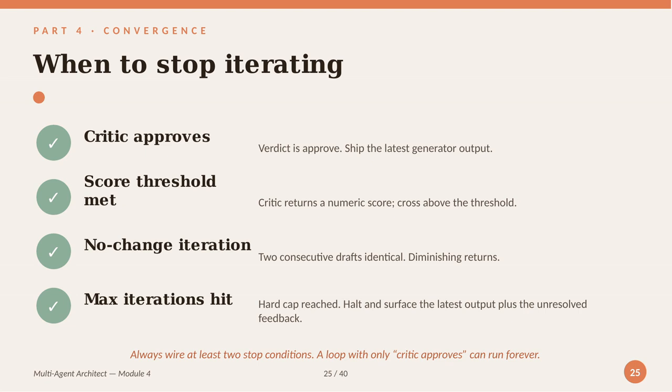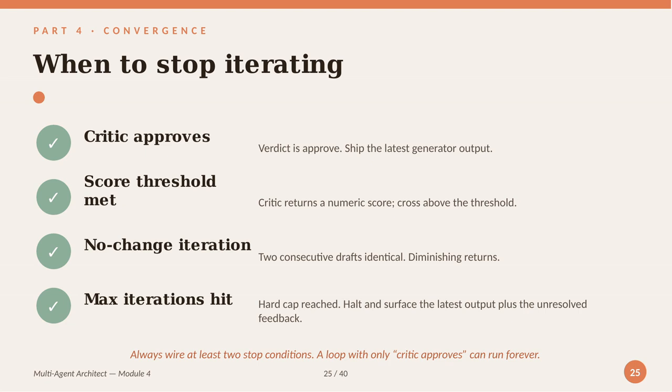The generator has converged whether the critic agrees or not, diminishing returns. Stop and ship. Max iterations hit. Hard cap. 5 is the default I'd start with. When you hit the cap, halt and surface the latest draft along with the unresolved feedback. The user gets to decide whether to ship as is or escalate.